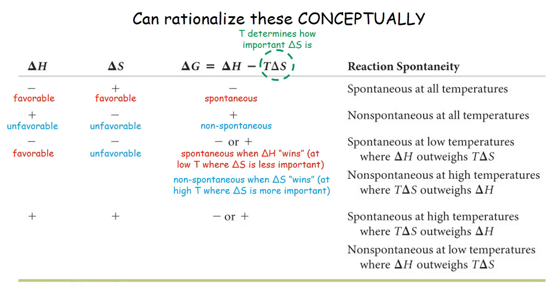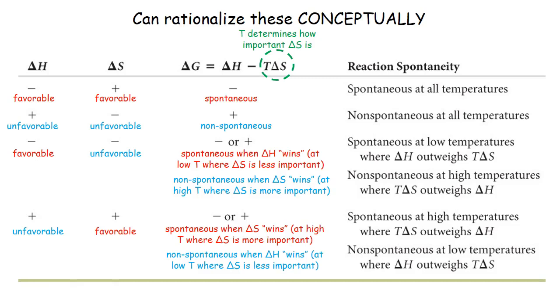Now at the bottom we have an unfavorable delta H and a favorable delta S, but you still think about temperature as determining when delta S wins at high temperature or when delta H wins at low temperature. So we would say that this is spontaneous when delta S wins, at high temperature, because delta S is the favorable term here. And it is non-spontaneous when delta H wins, because delta H says that it's unfavorable. And so at low temperature, delta S is not important enough, and then delta H will sort of supersede that.